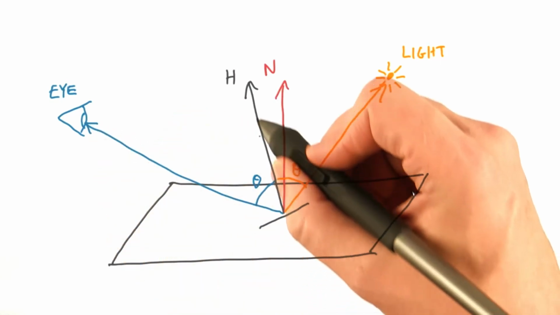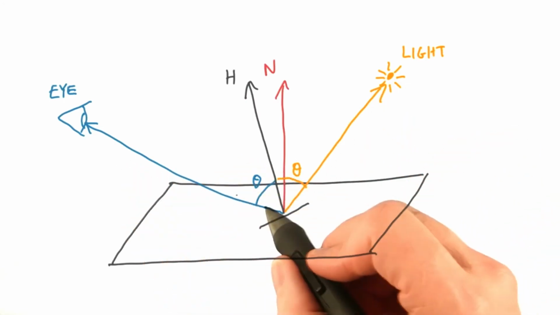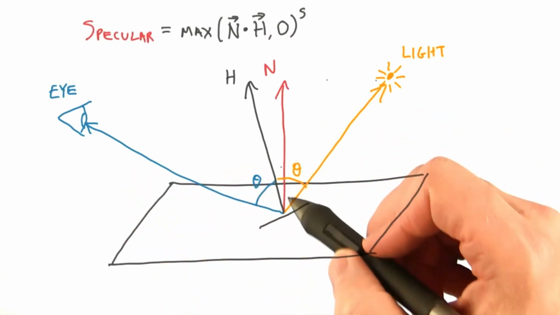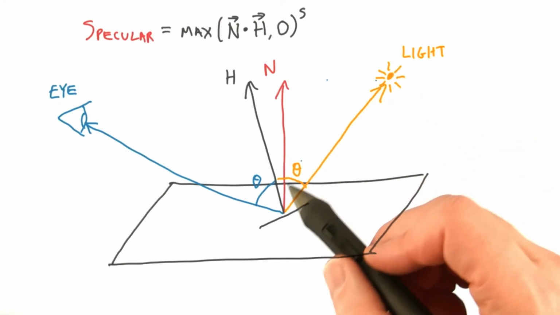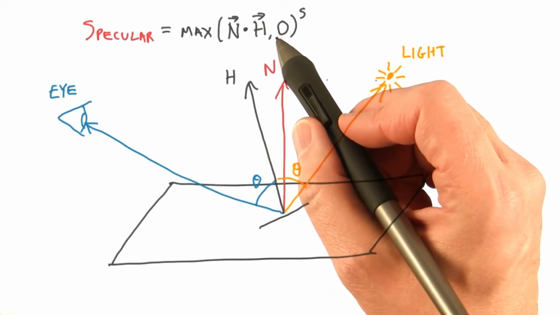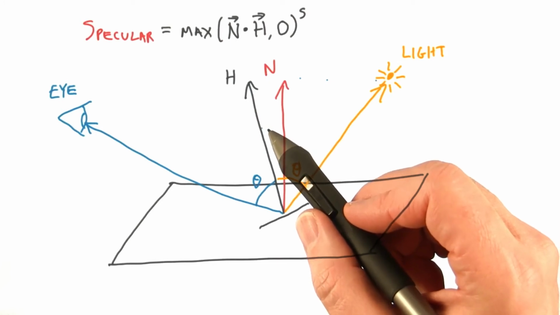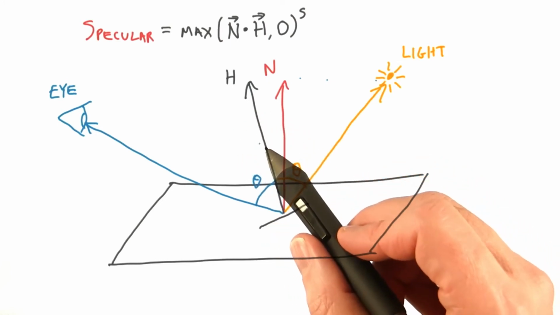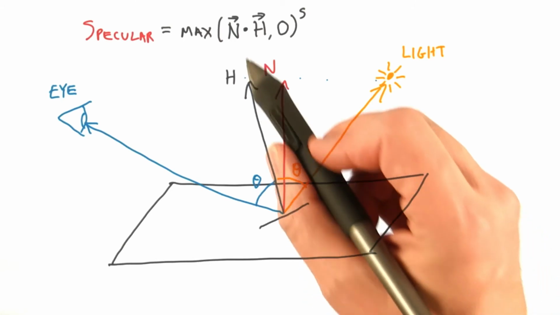The answer is the half-angle vector, which is the vector halfway between these two directions, so that these two angles are equal. If the surface normal and the half-angle are identical, then the surface is perfectly aligned to reflect light to the eye, so n dot h would be 1, and all light is reflected. As the normal and the half-angle diverge in direction, n dot h becomes smaller. Once the angle between these vectors is 90 degrees, the contribution goes to 0.